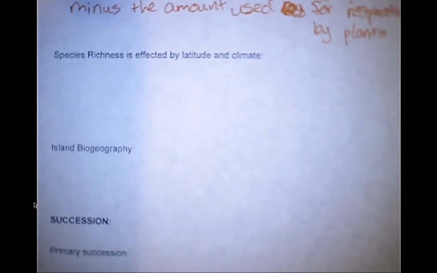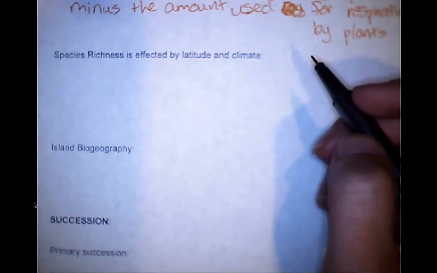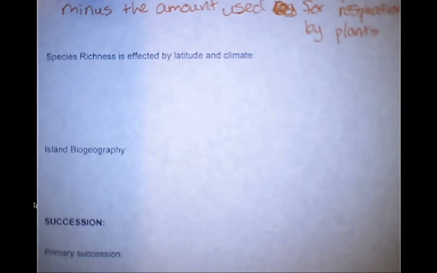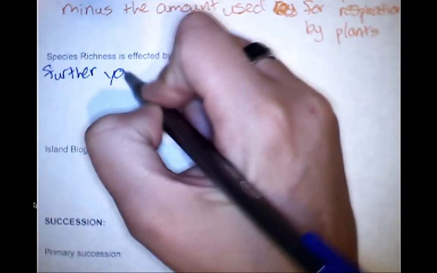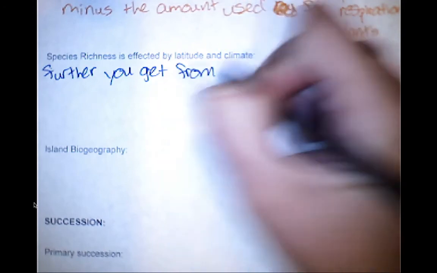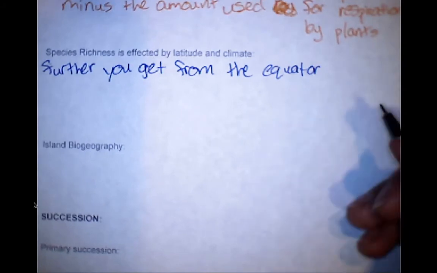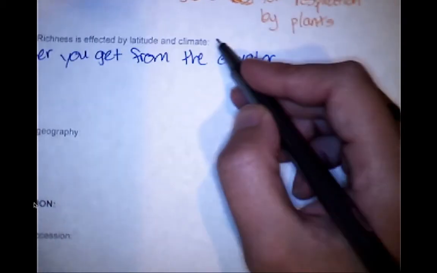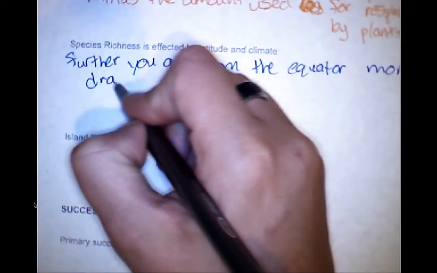Now, one of the other things that your book talks about is this idea of species richness. And so how many species are available or around in an ecosystem? And it's affected by latitude and climate. Now, if you think about it, what's probably one of the most diverse climates on planet Earth? Coral reefs and tropical rainforests. Where do they occur? Near the equator, okay? So the further you get from the equator, we know that the climate changes more dramatically, right? It gets colder, we have colder winters and warmer summers, and you have the more dramatic changes. So the further you get from the equator, more dramatic climate, all right?